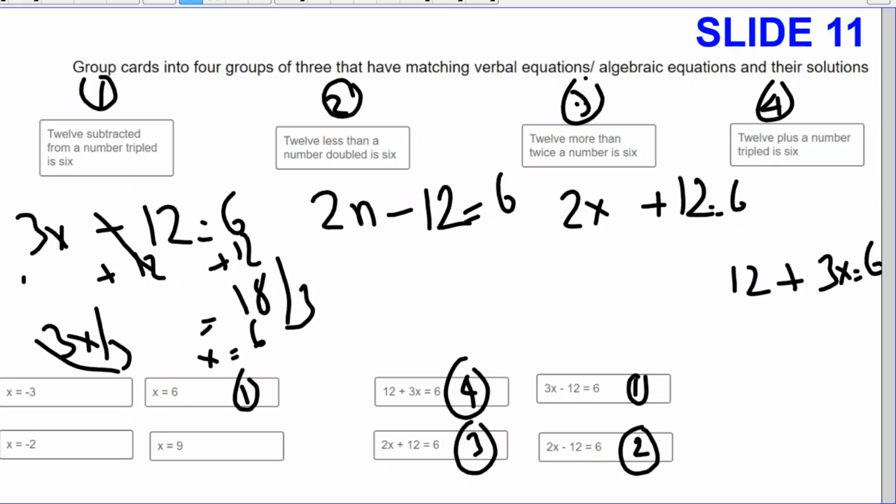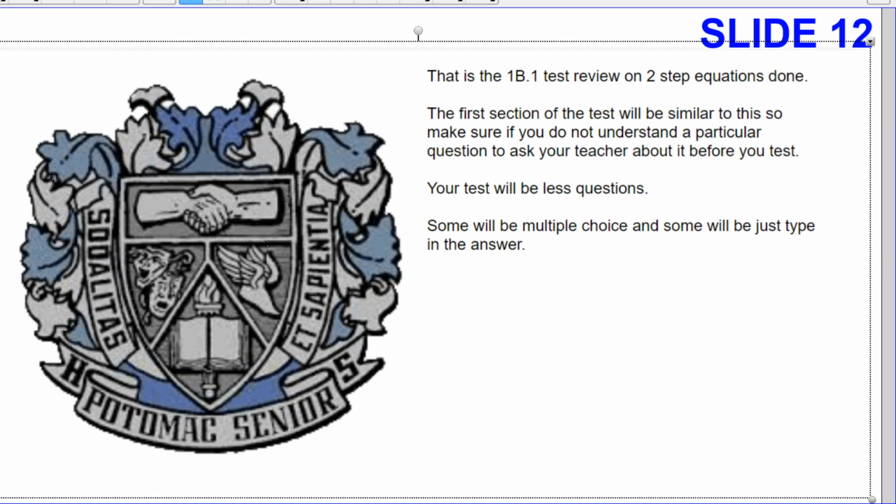So that's an example of some of the word problems, and it links in with our first unit, checking basic vocabulary. That's the 1B.1 test review on 2-step done. The first section of the test will be similar to this, so make sure if you do not understand a particular question to ask your teacher about it before your test.